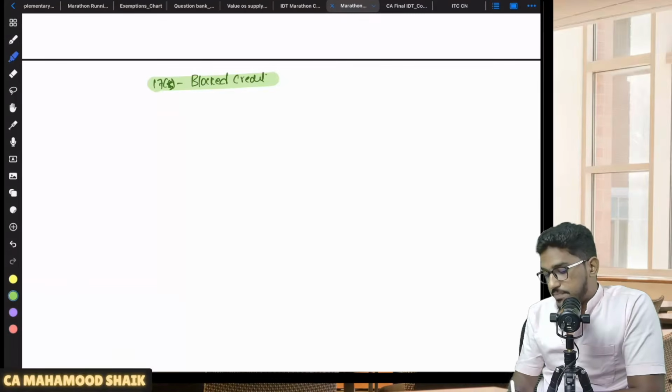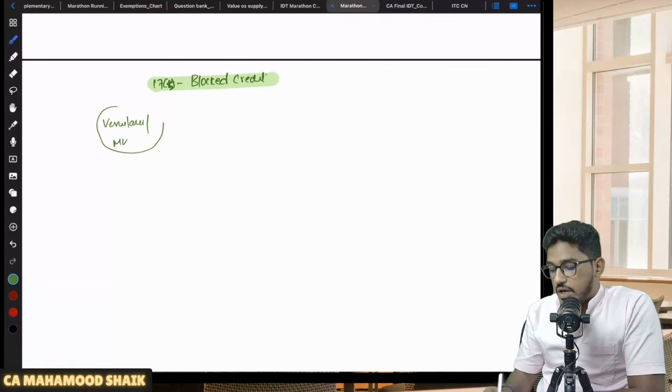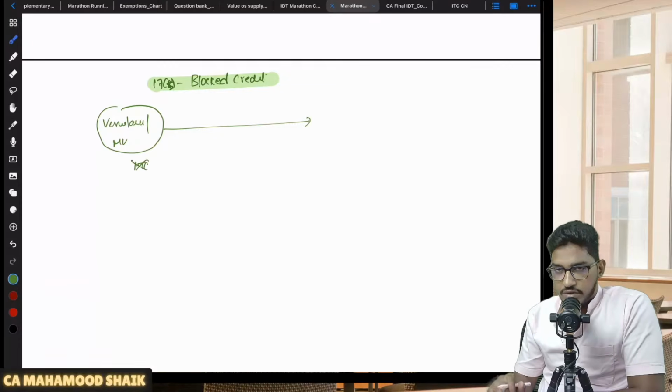What they try to say here is, let us say you are buying a vessel, or an aircraft, or a motor vehicle. On purchasing a vessel, aircraft or motor vehicle, if you are unable to take ITC, if ITC is blocked for you. I am a chartered accountant, I am purchasing a car for official purposes, but ITC is blocked. Or I am buying a vessel or an aircraft, ITC is blocked.